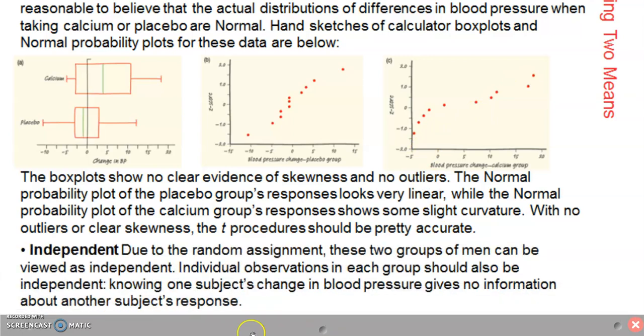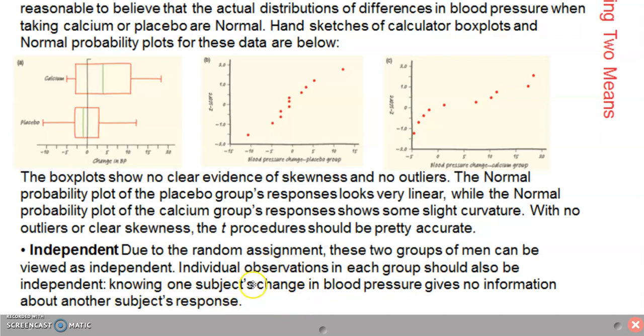The independent condition then. Due to random assignment, the two groups of men can be viewed as independent. So again, make sure you have that sentence. These two groups are independent because they were randomly assigned separately. And then also individual observations in each group should also be independent. That is, knowing one subject's change doesn't give us any information about another subject's response.